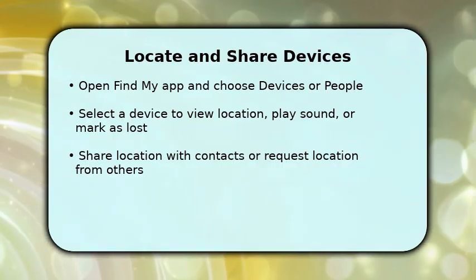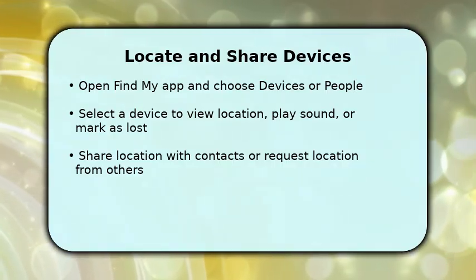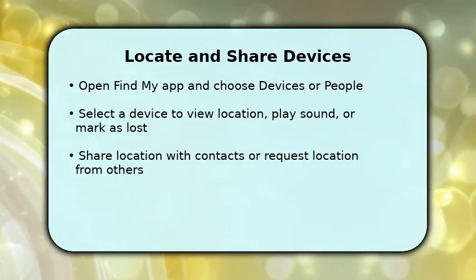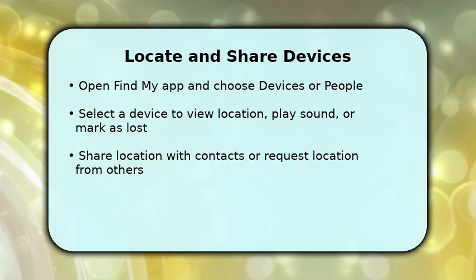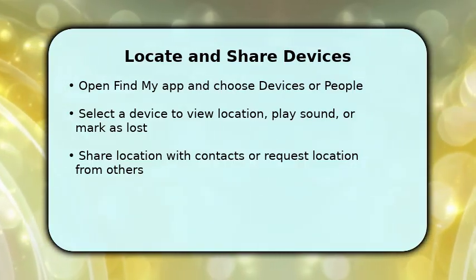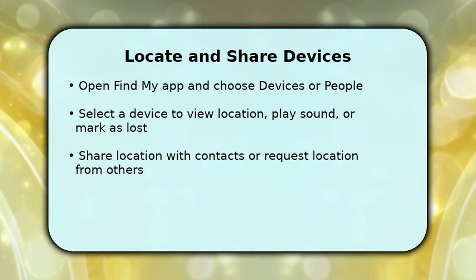To share, pick people, tap Share My Location, choose a contact and duration. Make sure the recipient has an Apple ID. Sharing creates a trusted link so they see updates. If a device is offline, the app shows the last location and will update when it reconnects.